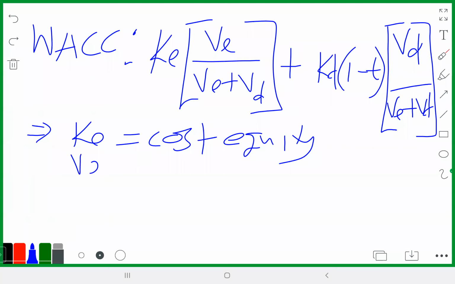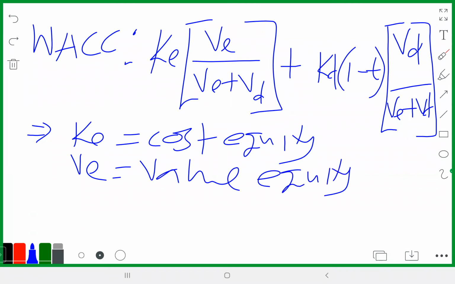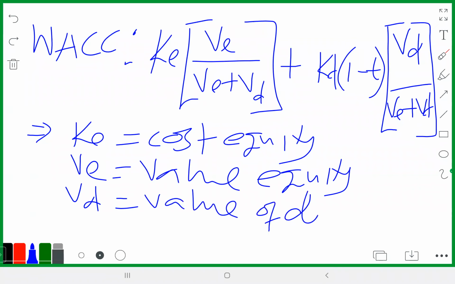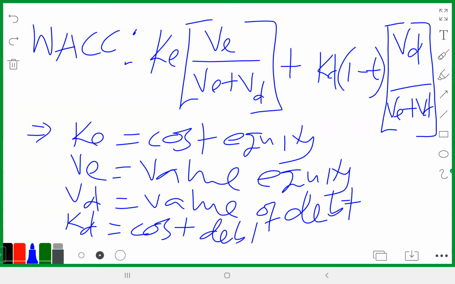VE is the market value of equity. And VD, V lower D, is the market value of debt. How much debt do you have? KD is the cost of debt, actually before taxes, whereas T is taxes, representing the corporate taxes.